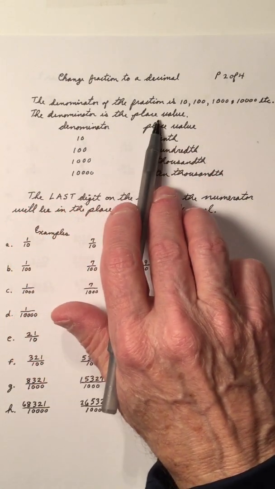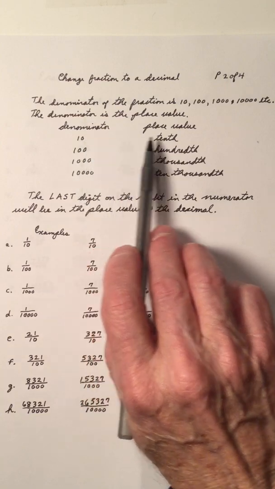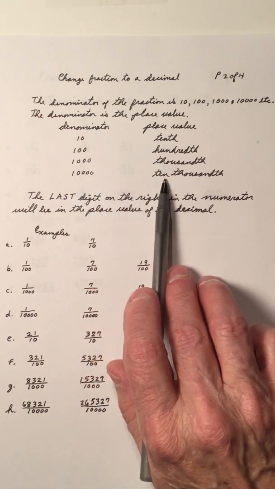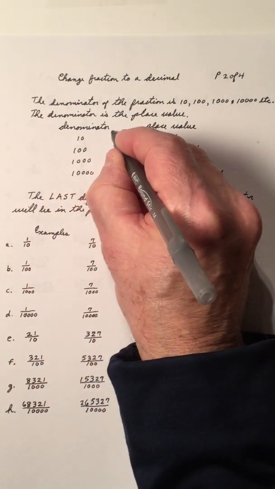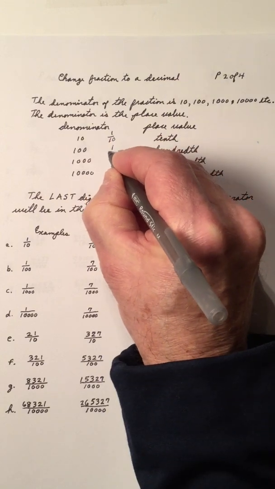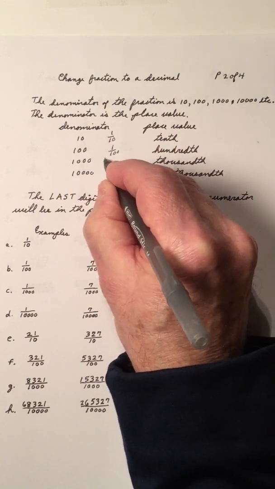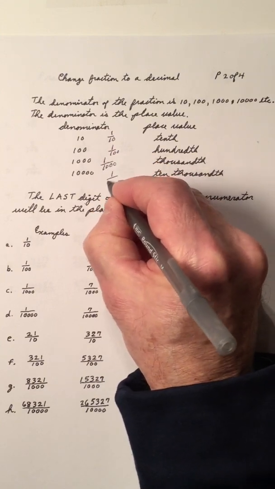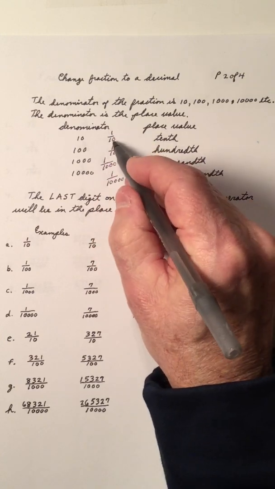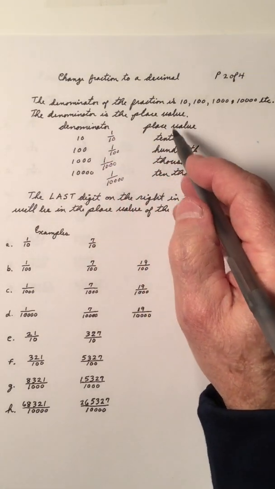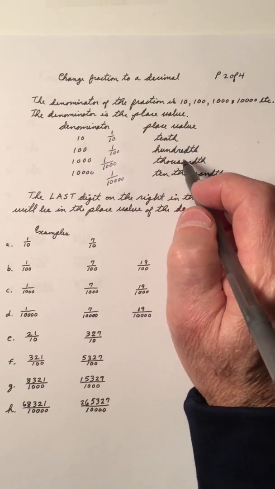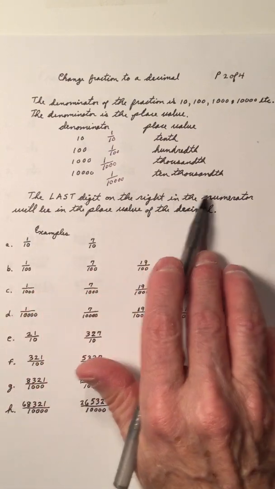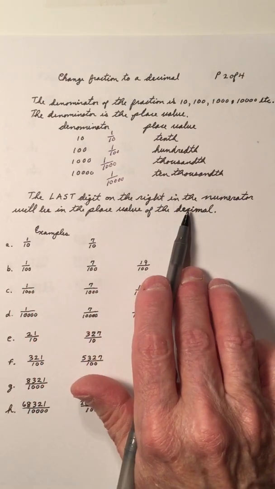The denominator is the place value. If you have a denominator of 10, you're in tenths; 100, hundredths; 1,000, thousandths; 10,000, ten-thousandths. So that means you have 1 over 10, 1 over 100, 1 over 1,000, so it's thousandths, 1 over 10,000. The last digit on the right in the numerator will be the place value of the digit.